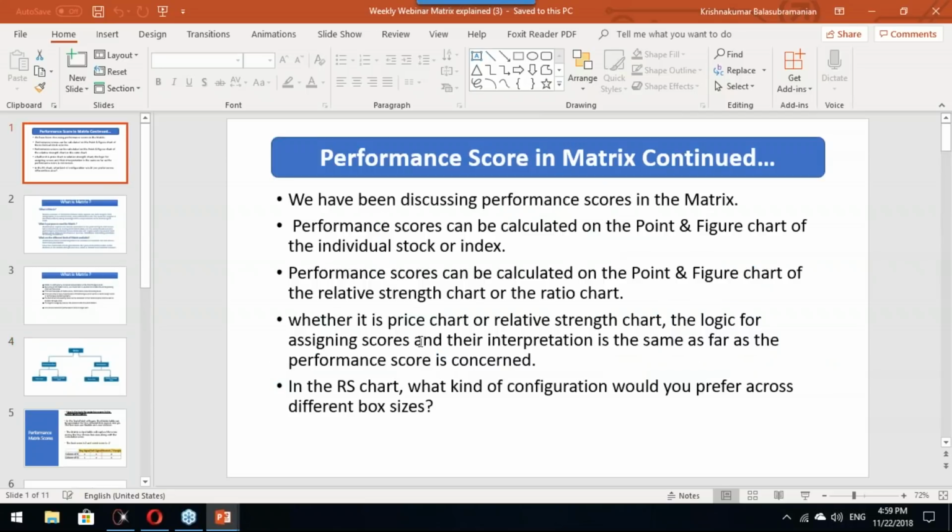So coming back to the first slide, we have been focusing on how to interpret the performance scores in the price chart. In the relative strength chart, it is the same deal. There is no difference in terms of how we assign the scores. The scores range from -2 to +2, and could be -2, -1, 0, 1, and 2. It's the same deal. No difference at all. The logic is the same. Everything is the same.